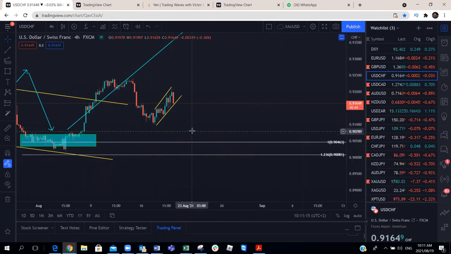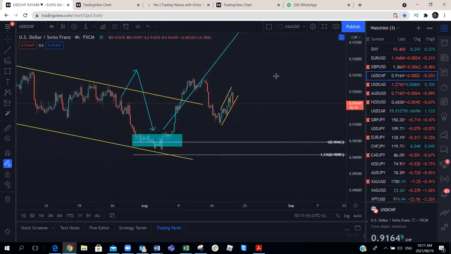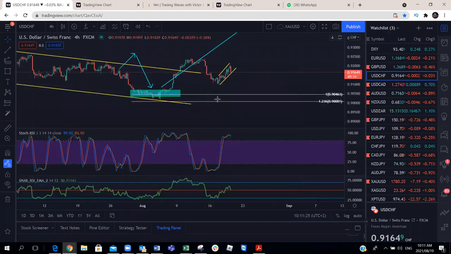Okay. So we were looking for these to push up higher yesterday. So it looks like we're just going to have these 3 waves here back to this level. So again, you get a similar confirmation on US dollar chief. We are at the top here. We are about to drop below 50.